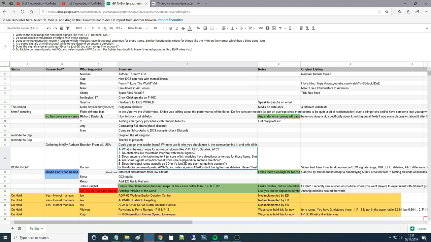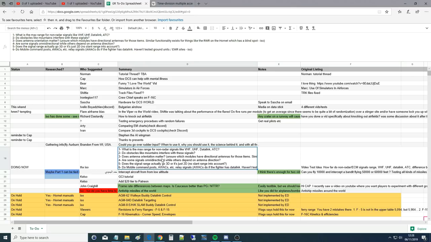Are some signals omnidirectional while others depend on antenna direction? Because of what we were just talking about there, almost certainly everything is going to be omnidirectional. I'm going to try and find something that's directional. The only thing in DCS that's directional, radiation-based, I think, is a radar, a search-type radar.